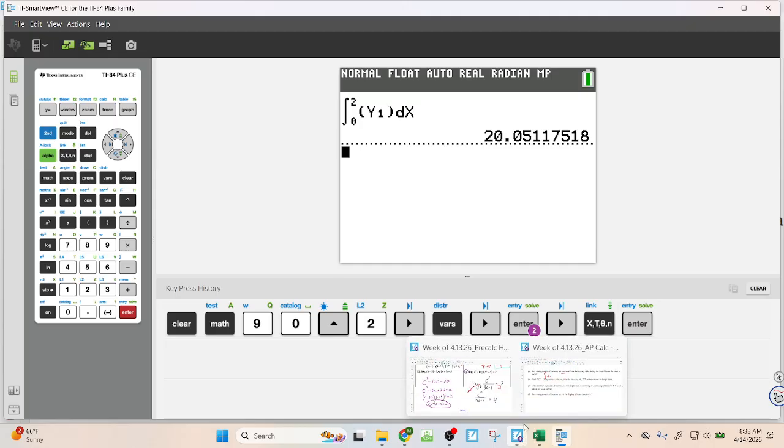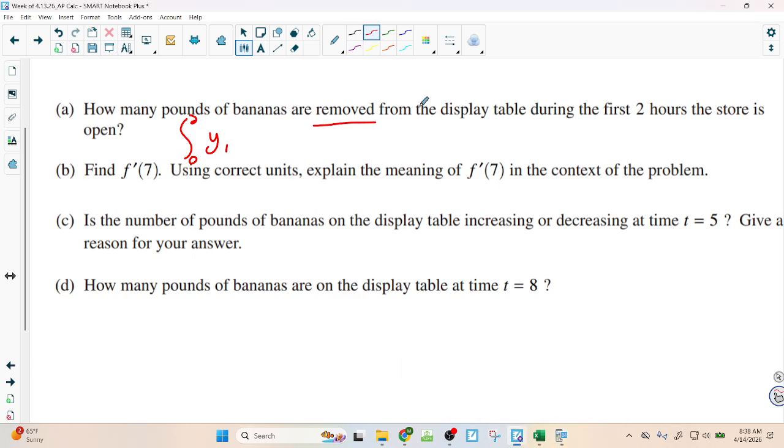So we go back. The first question wasn't too bad, 20.051 pounds. They didn't say units, so you're probably going to be all right without units. You need the integral and the answer. You're going to get 2 points for that question: 1 point here for the integral and 1 point here for the answer. Just like that. This is probably going to be your first or second question on the exam.